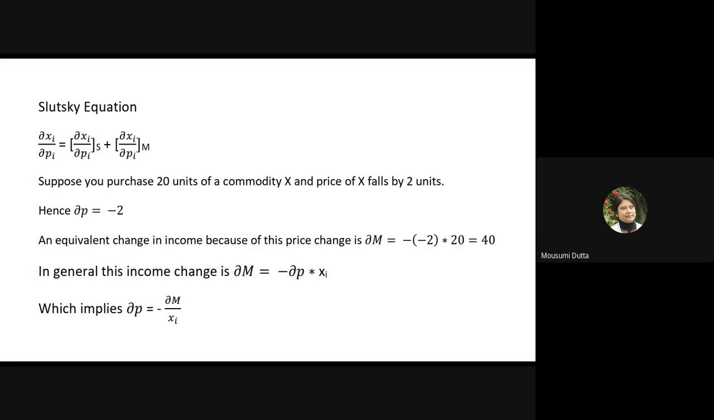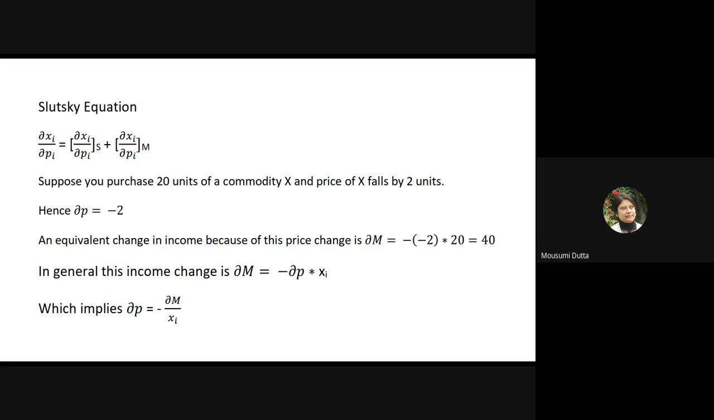Okay. Next, suppose you purchase 20 units of a commodity X and the price of X falls by, say, 2 units. Now this reduction in price can be captured by del P is equal to -2. On the other hand, if there is an increase in price, we will consider a plus sign. So in this case, since I consider a fall in the relative price of X, I am considering del P is equal to -2.